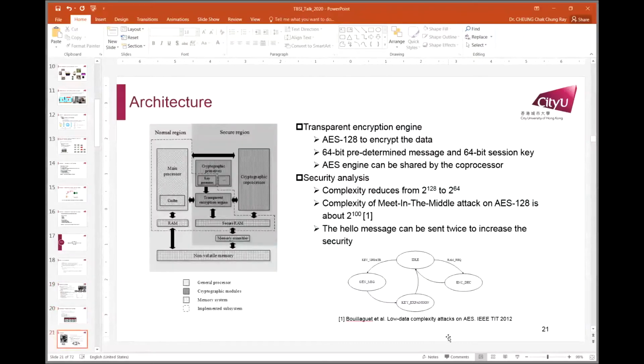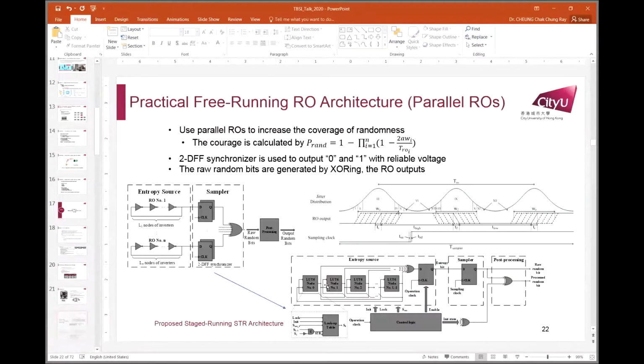So here I want to highlight the figure you've seen earlier. This is the normal region, and this is the secure region. Inside the secure region, we've got the cryptographic processor we just mentioned, and a cryptographic primitive. Inside, there's a key generator, and we will spend a bit more time talking about it. Then you've got the transparent engine, because we need to ensure the safety of the chip. Afterwards, there is a region we call the secure memory. So even if the chip has been compromised or broken, we can still keep the data inside safe. So how can we achieve that?